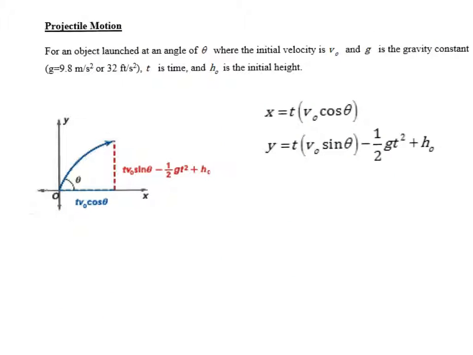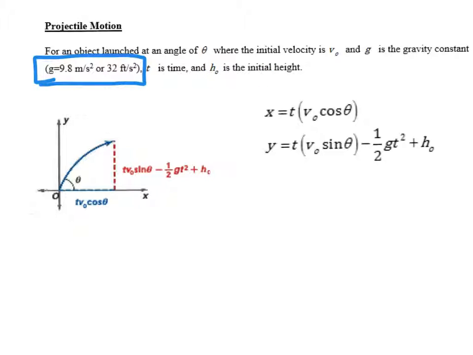Projectile motion. For an object that's launched at an angle of theta, where the initial velocity is v subscript o, you'll see the velocity here and here. The t has to stay in the equation. The gravity constant, these you need to make sure you know. It depends on the problem whether you use 9.8 meters per second squared or 32 feet per second squared, depending on whether we give you meters or feet. And you might have to change them, like if we gave you yards or centimeters, inches, whatever. But you have to make sure that you know the gravity constant. And then the h sub o is the initial height.